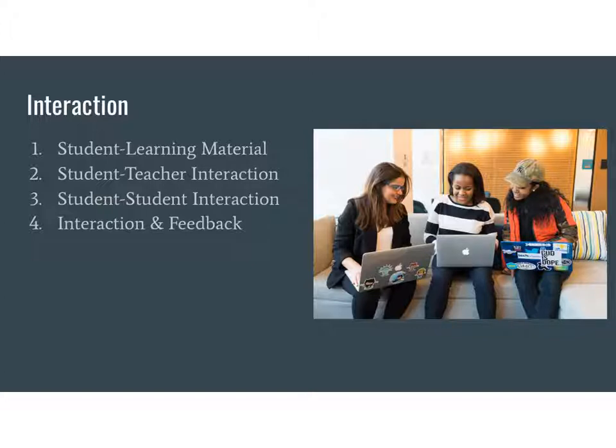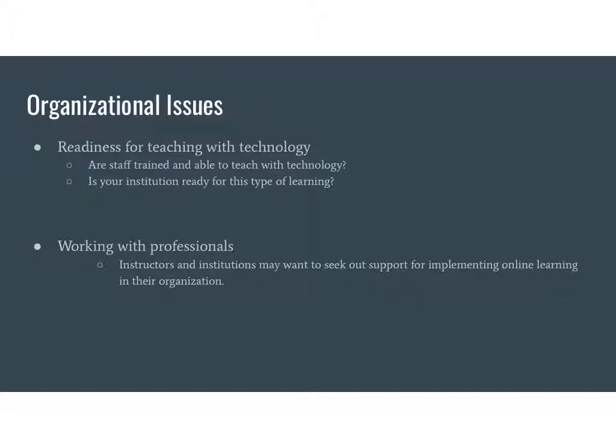The next part of the SECTIONS model that we have to consider is organizational issues. So this is just taking into account the readiness for teaching with technology. Are staff trained? Are the instructors trained to use this type of technology or whatever platform you decide on using? Do the instructors know how to use it? Do the students know how to use it? Do they need to be trained on this type of technology in order for it to be successful? And is your institution ready for this type of learning? You want to make sure that they have the organizational things in place so that you are ready to roll out an online learning model.